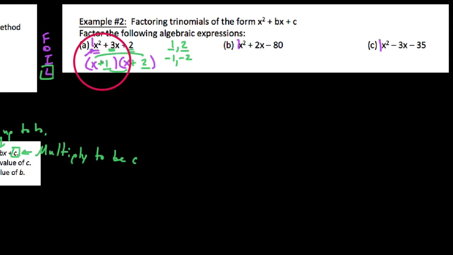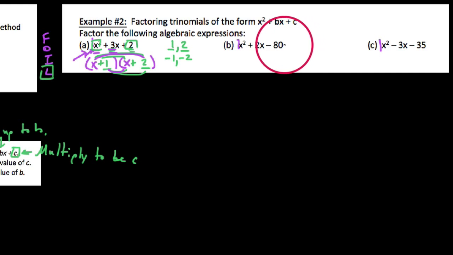We get x times x is x squared, and then the 1 times 2 gives us the 2 in the back. The question is, do we get this 3 here in the middle? So checking our outer and our inner here, we would say we get 2x and 1x gives us this middle 3x. So this is the factored expression of the original trinomial expression.